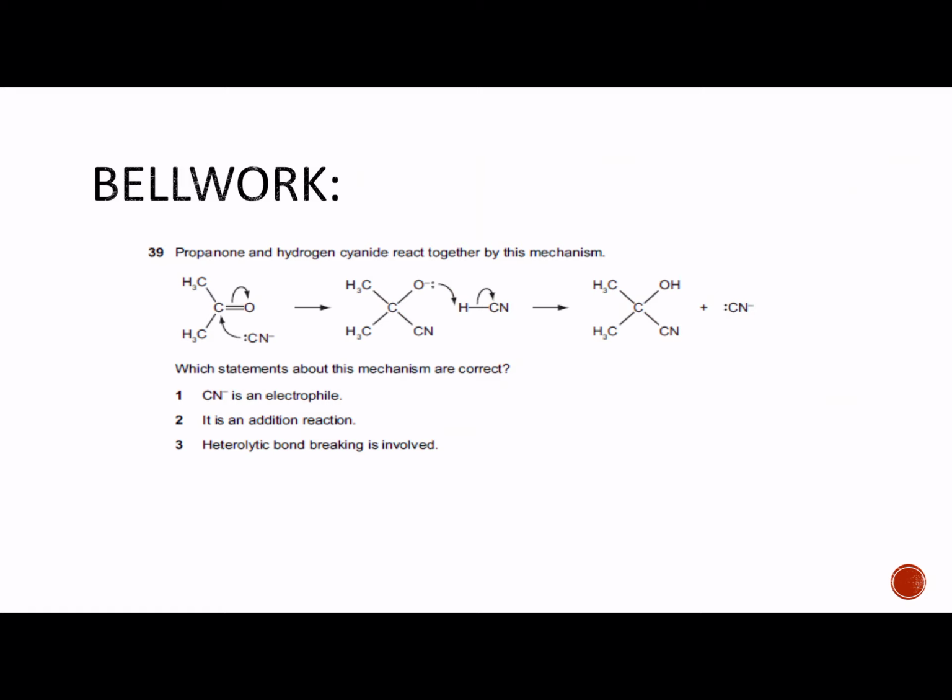So, which statements about this mechanism are correct? Is CN minus an electrophile? Well, that means it would have to love electrons. And if it loves electrons, that means that it would have to be positive. Well, CN minus is not positive, so no. The next one, it is an addition reaction. So an addition reaction means that I am adding something new into the molecule that wasn't there before. And I'm not kicking out any molecule as a result. Because if I was kicking out a molecule, that would be called something else. It would be called substitution.